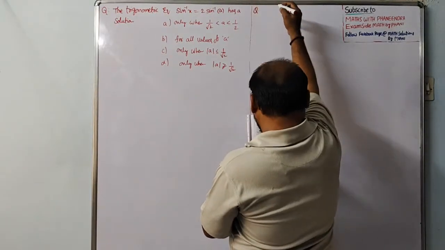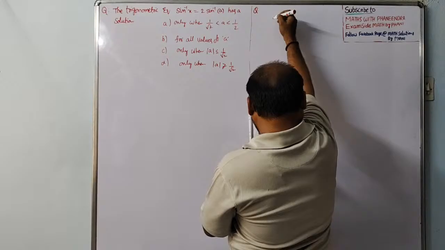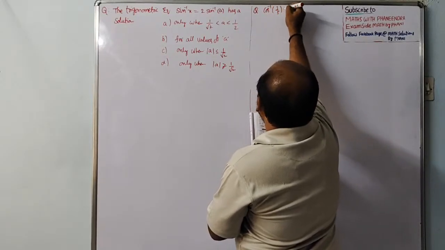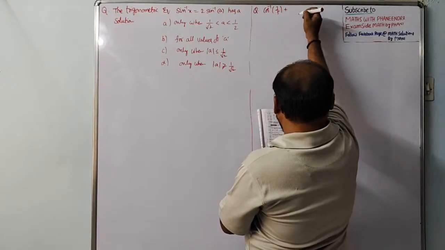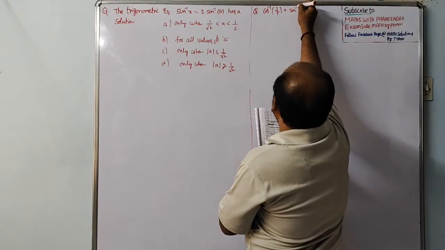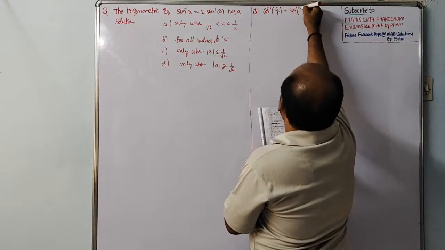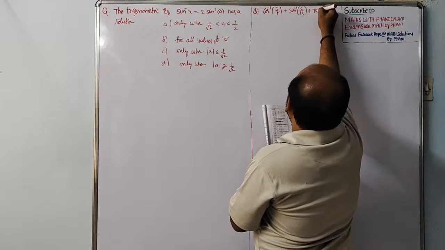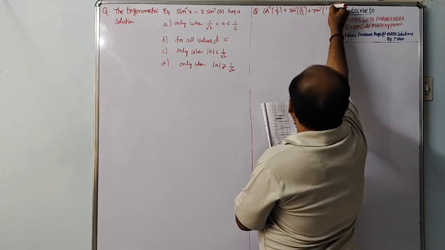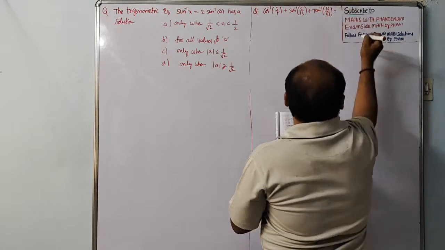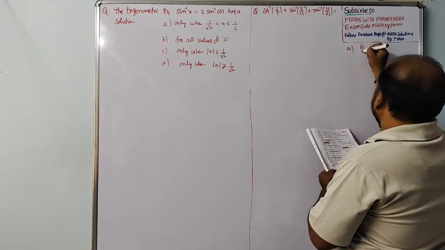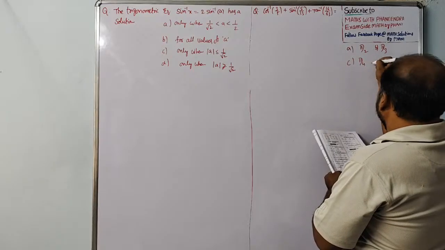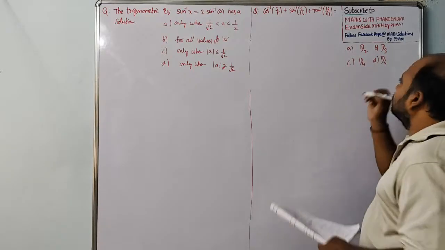Another question. Cos inverse of 3 by 5 plus sin inverse of 5 by 13 plus tan inverse of 16 by 63 equal to. So options: pi by 2, pi by 3, pi by 4, pi by 6.